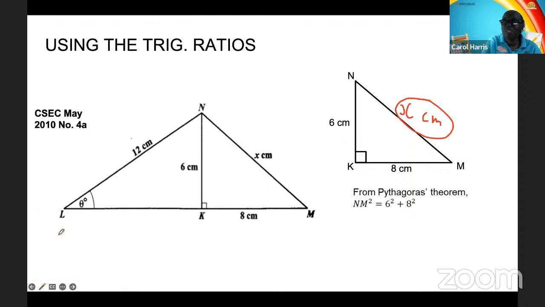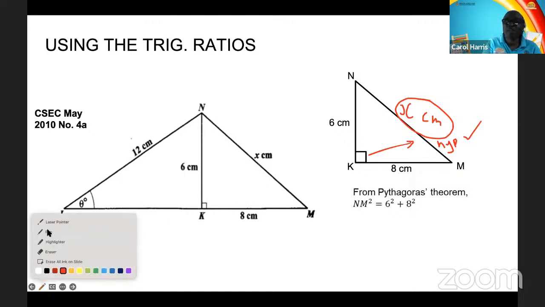Remember, your answer must be reasonable. No, miss, because I think X is the hypotenuse and it should be the longest. Excellent. Good job. X is the hypotenuse. X centimeters will represent the hypotenuse, and so it must be the longest side of our triangle.